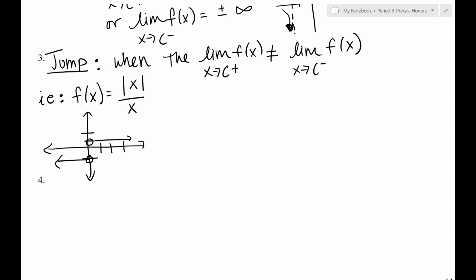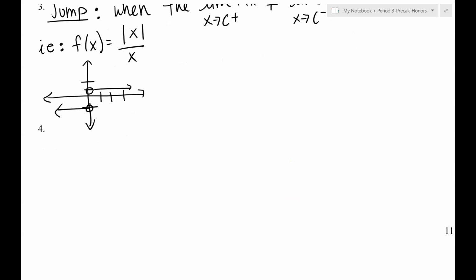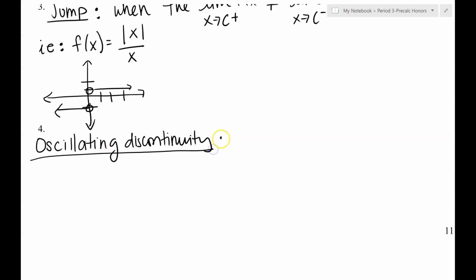Okay, last one. Last one is a type of discontinuity, except that we will not be seeing it a lot in this introduction to calculus course. So, oscillation or oscillating discontinuity. Again, this is not removable. The only removable is the hole at the beginning.